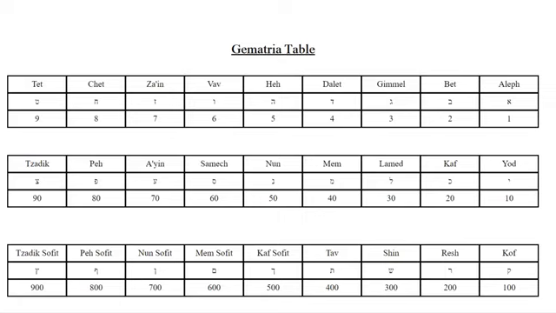The seventh letter is Zayin, and it has a qualitative number of 7. This is a full portion. We have 7 days in a week.